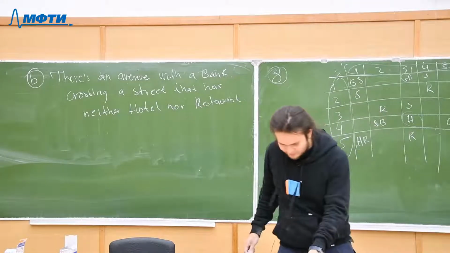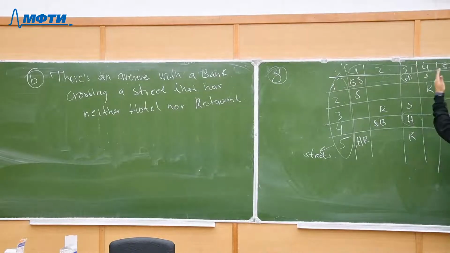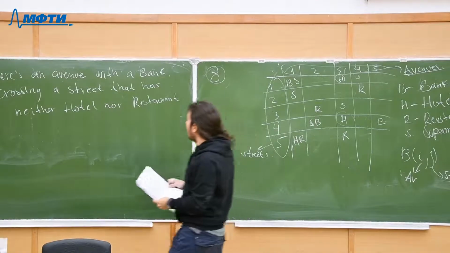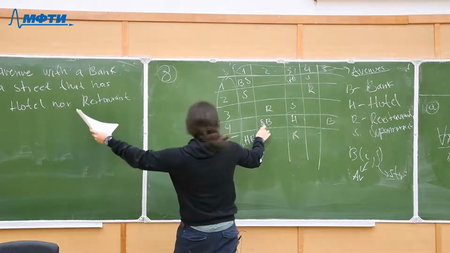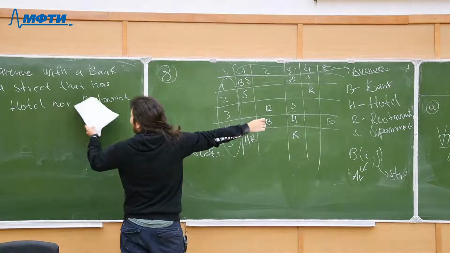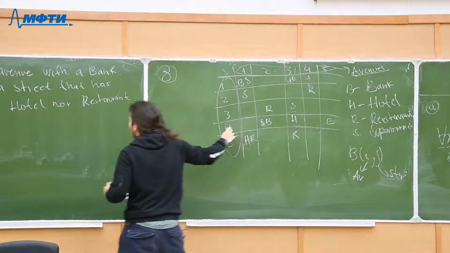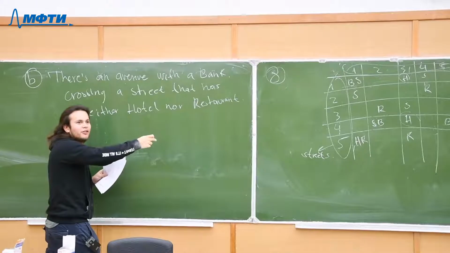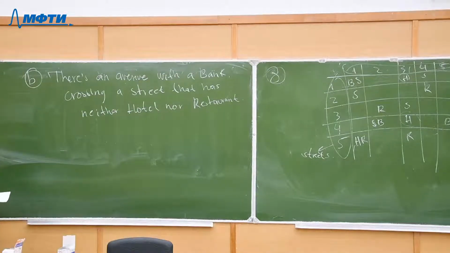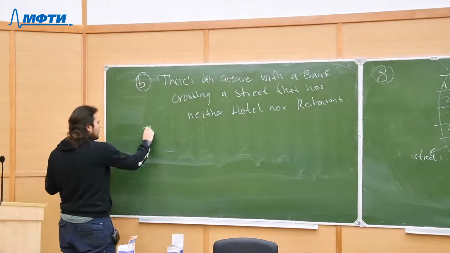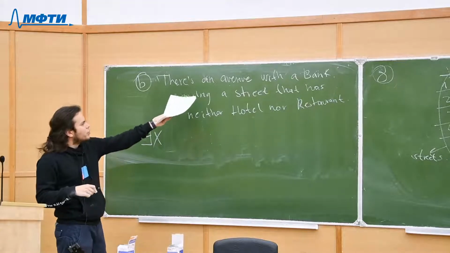A little more complicated. So there is an avenue with a bank. So there's an avenue, one of these, with a bank, in which what happened? Okay, so we have an avenue, and then there's a bank, right? And this is crossing a street that has neither hotel nor restaurant. So if there's an avenue with a bank, in this street there can be neither a hotel nor a restaurant, okay? And then there exists an avenue in which there's a bank.